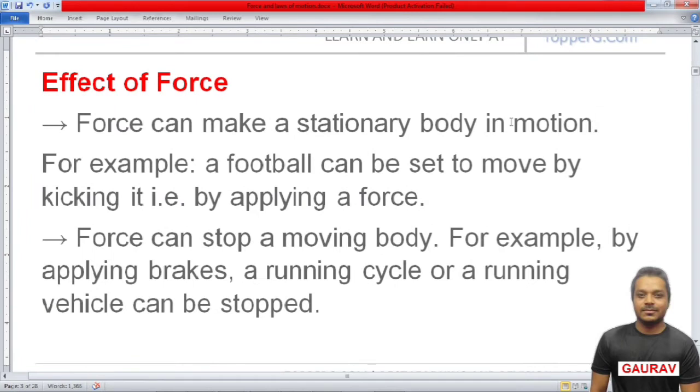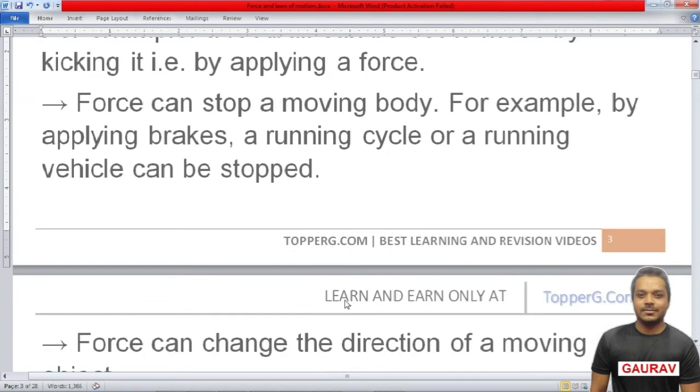Effect of force. Force can make a stationary body in motion. For example, a football can be set to move by kicking it, that is, by applying a force. Force can stop a moving body. For example, by applying brakes, a running cycle or a running vehicle can be stopped.